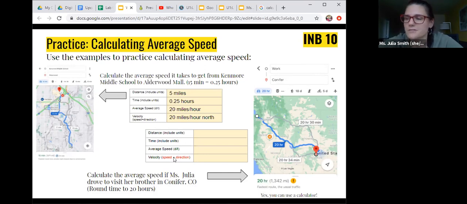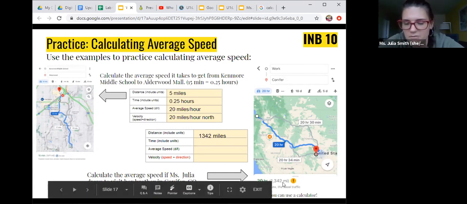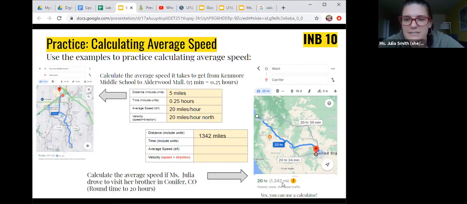All right, when I drive to my brother's house, which I do often, what distance am I driving? Take a look down at the bottom again. Hopefully you said 1,342 miles. I got that from down here, 1,342 miles. How long does it take me to get to Conifer, Colorado to be exact?